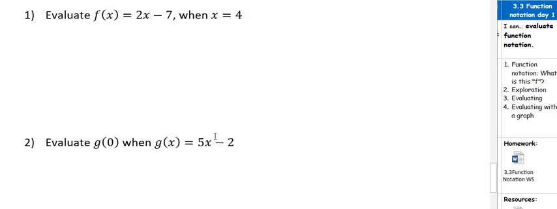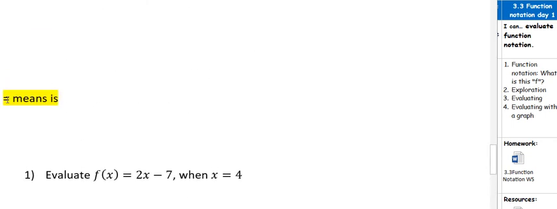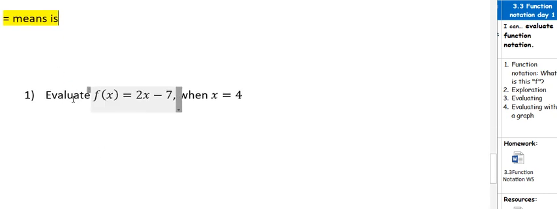Okay, so now this is the meat of this assignment that you're going to have, is the evaluating what we're given here. And the thing that I can't stress enough, equals means is. So I'm going to read this. Evaluate f of x is equal to 2x minus 7 when x equals 4. Well, if x equals 4, that means that x is 4. What we want to do is we want to show that we're plugging 4 into the x space.